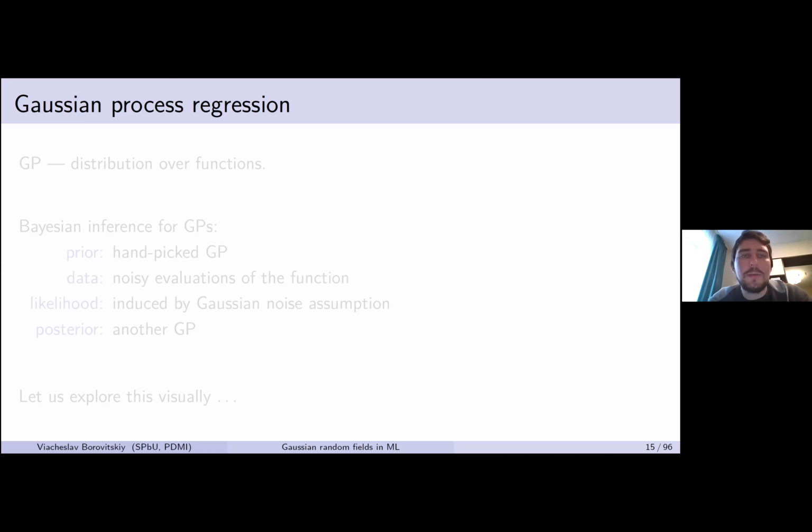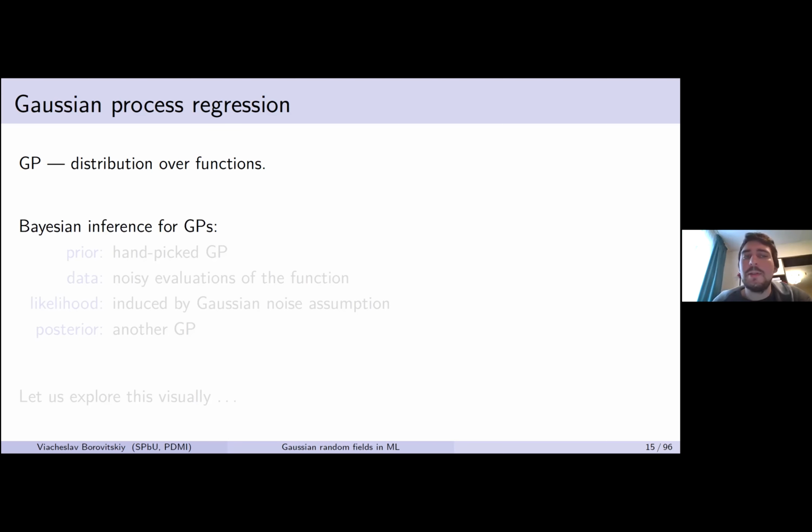Let me proceed to this algorithm called Gaussian process regression. As I said on the previous slide, we can consider Gaussian processes as distributions over functions. Take this for some time as a definition. It's some distribution over functions.